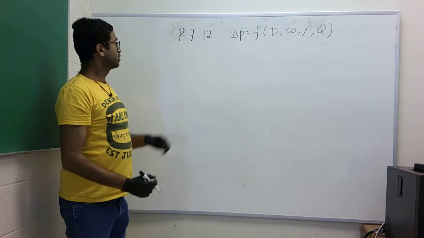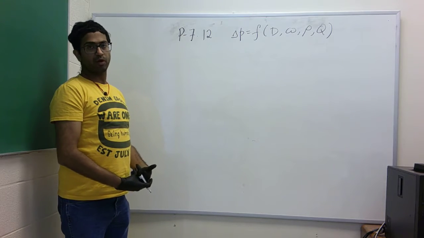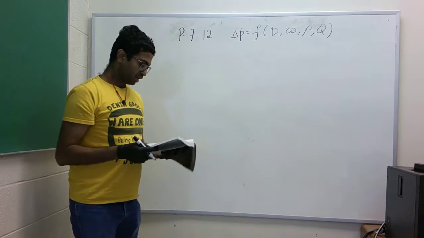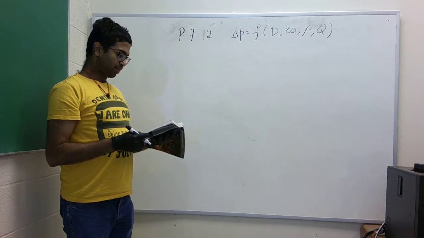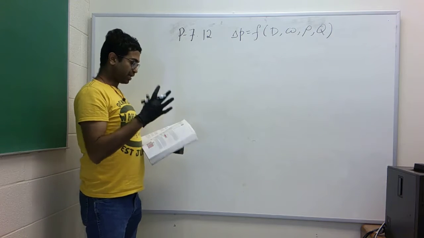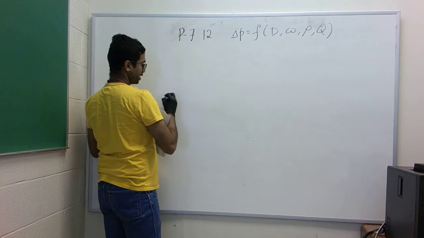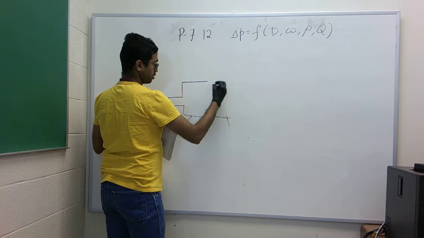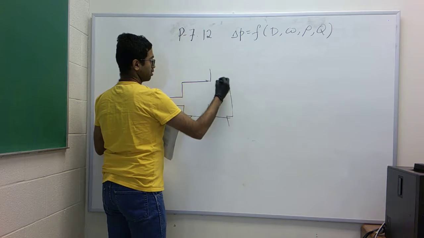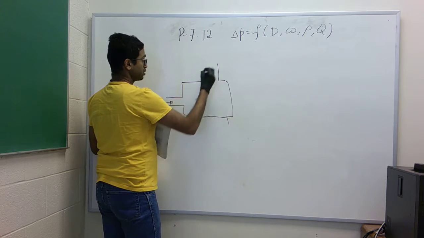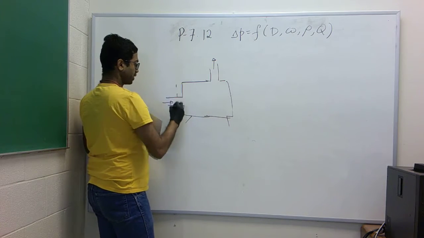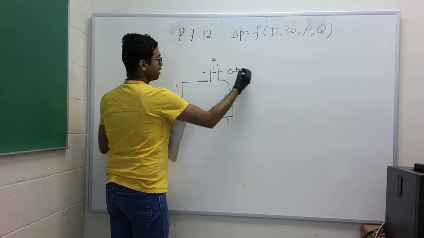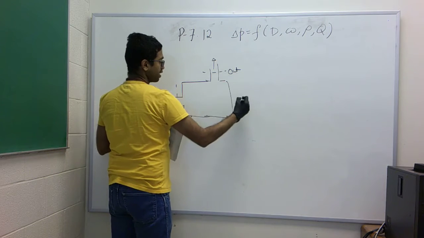Another example. I want to solve problem 7.12 from the textbook, and I'm just going to read that problem out for you briefly. The pressure delta P across a pump. So I have, let's say, a pump here. Okay, this is in, this is out. The pressure drop between the inlet and the outlet, that's what we call delta P.